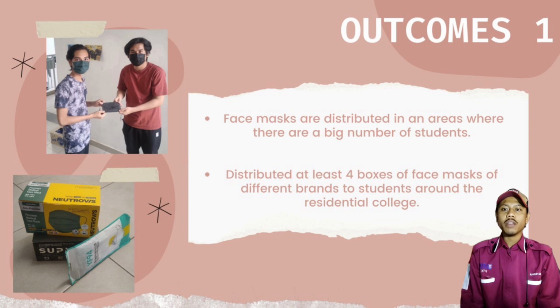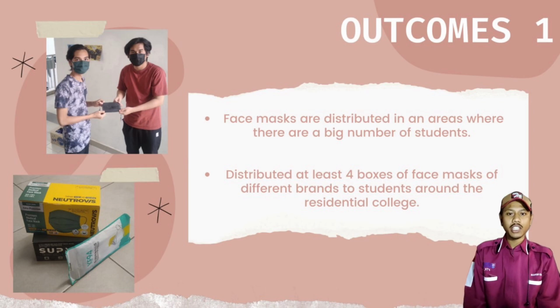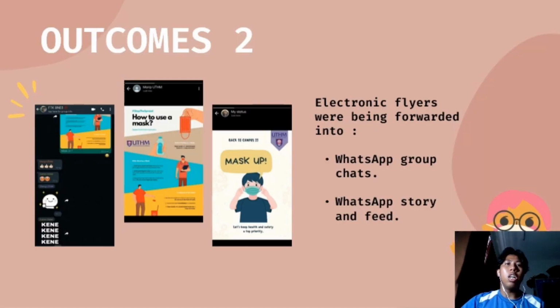Last but not least, we have distributed at least 4 boxes of face masks of different brands to students around the residential college. This is our outcome 2. First, this is our electronic flyer that we forwarded. We forwarded the electronic flyer into WhatsApp group chats and WhatsApp story and feed. So that's all from me. Thank you.